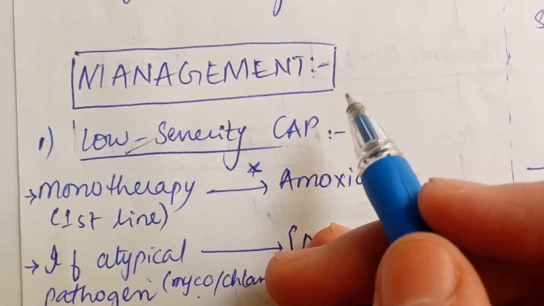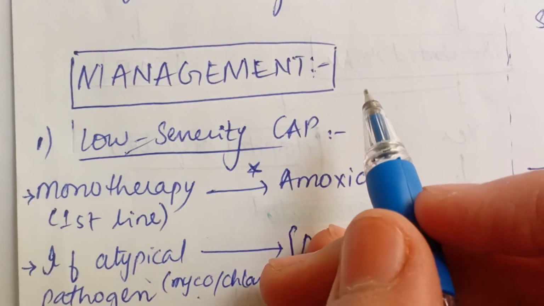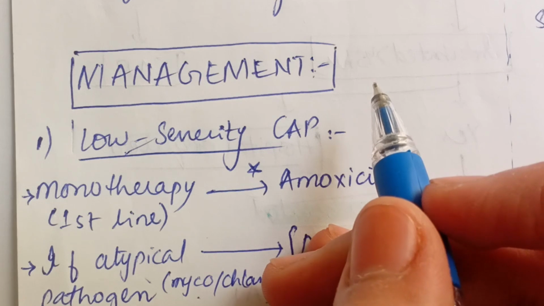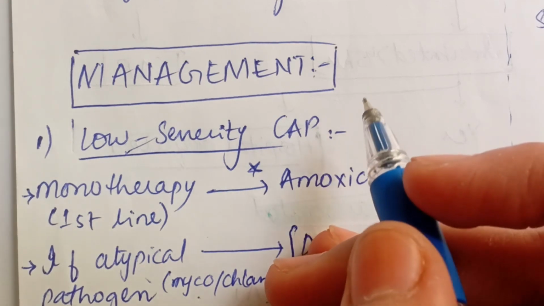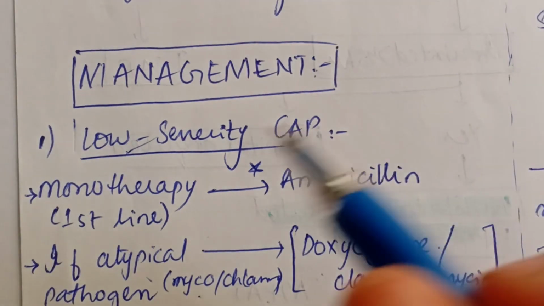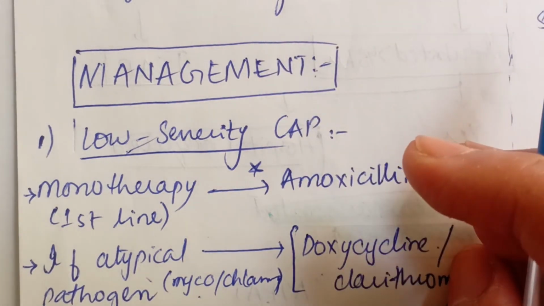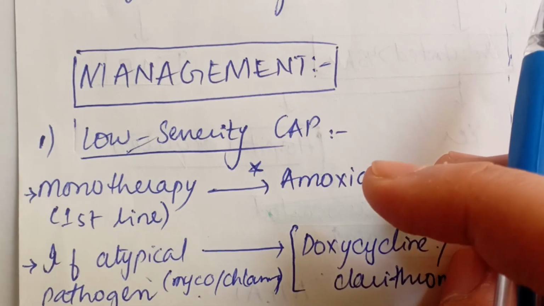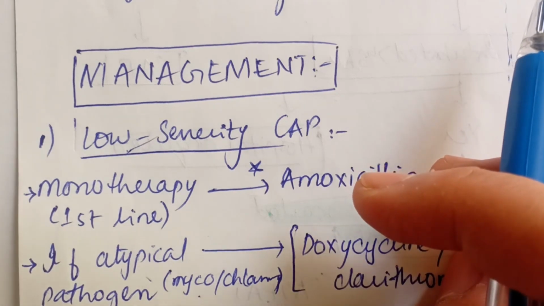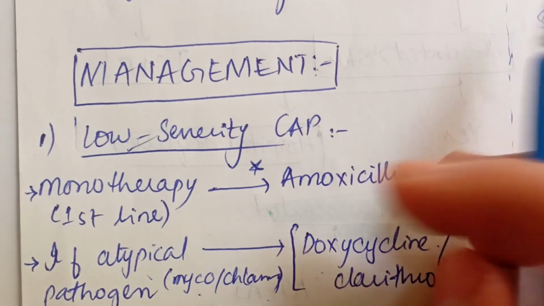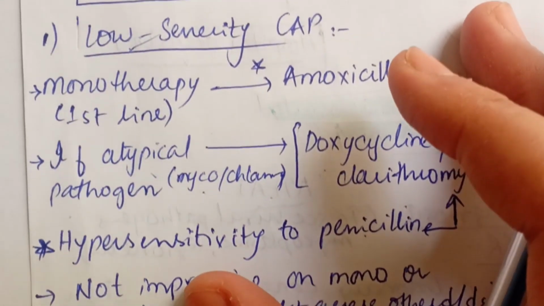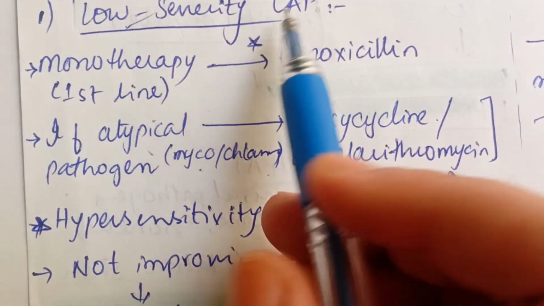perfectly because AMC loves to test which antibiotic is for the pneumonia according to the severity, and if the patient has penicillin allergy, which antibiotics you are going to replace, what are the first line antibiotics, what are the second line antibiotics. You have to know all of that. So without further ado, we are going to start our video with the heading of low severity community acquired pneumonia.